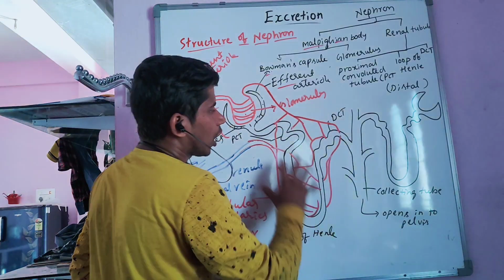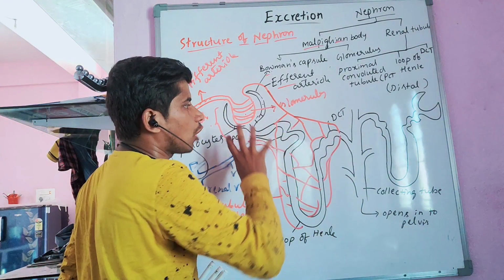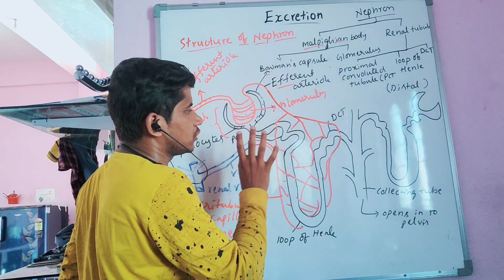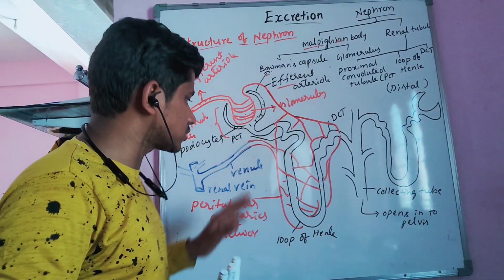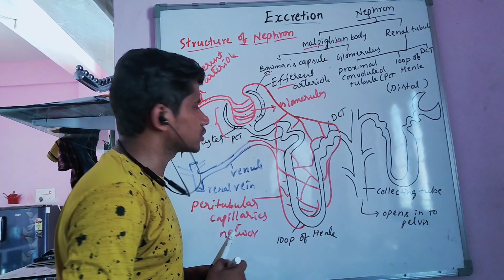Now this is the structure of the nephron. In the next part, we will discuss how urine is formed. What is the process involved here? Hope you have understood about this structure. This is all about the structure of nephron.